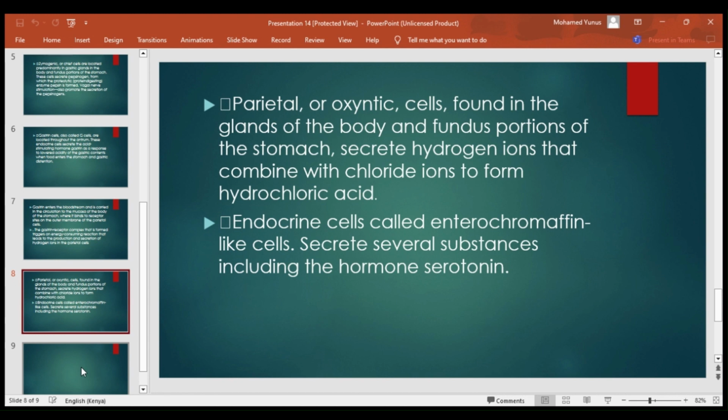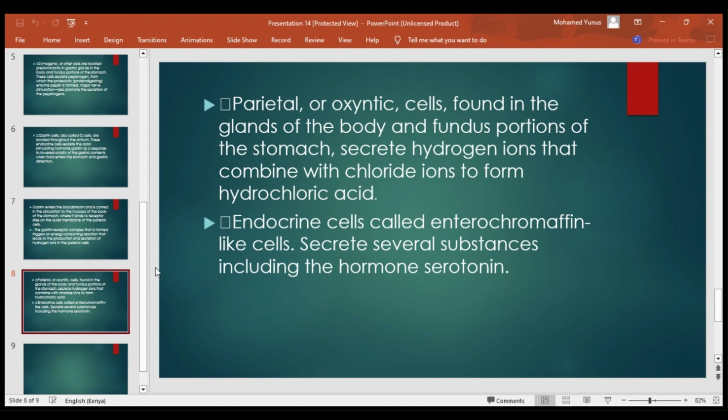They secrete hydrogen ions that combine with chloride to form hydrochloric acid. And the function of this hydrochloric acid is that it provides an acidic medium for the breakdown of proteins in the stomach. It also helps in the killing of germs found in the food that's been ingested and is now in the stomach ready for digestion.